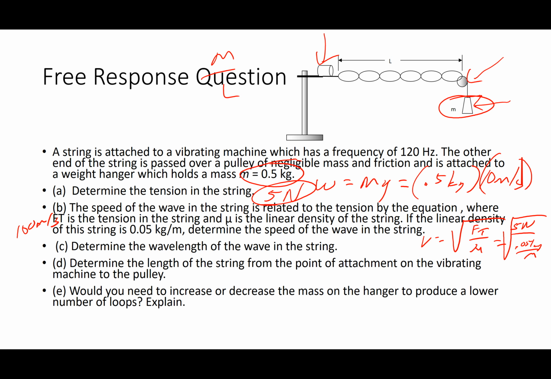Next, we want to determine the wavelength of the wave. Well, we'll do that down here at the bottom. We'll have to use the wave equation. We're trying to find wavelength, or lambda. So lambda is going to be equal to the speed of the wave divided by the frequency of the wave. Well, the speed we just calculated to be 100 meters per second. And the frequency is going to be the frequency of our vibrating machine, which is 120 hertz. So we do the math there, 100 divided by 120. Our answer on part C is going to be 0.83 meters.